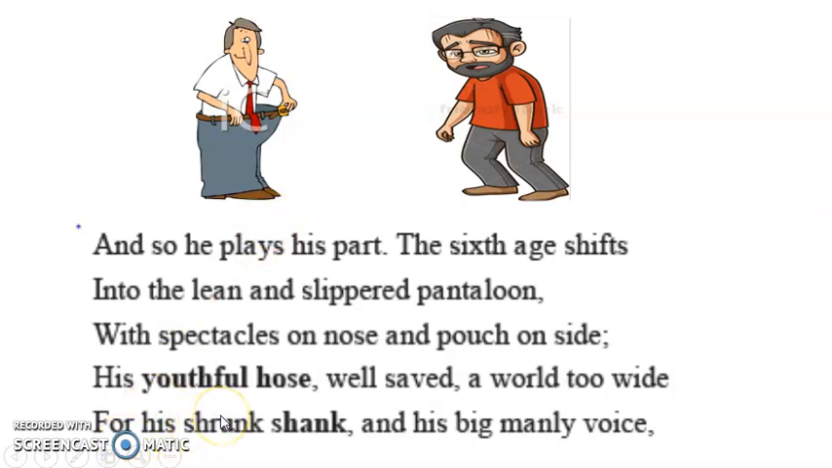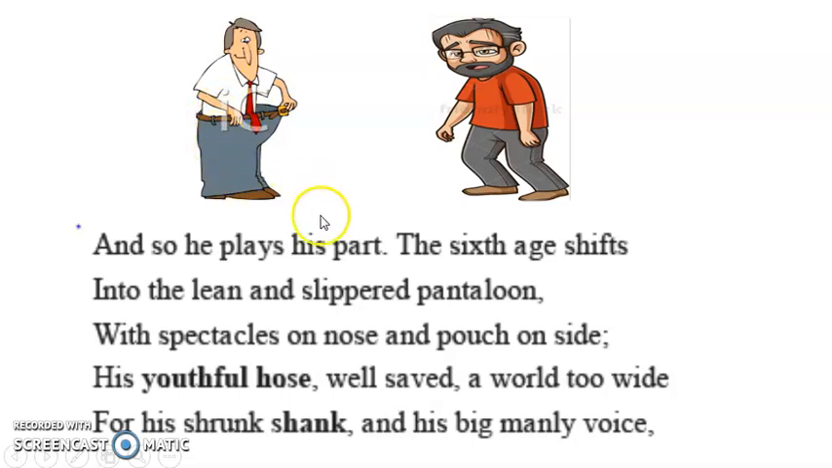His youthful hose. Now, his youthful hose, he's talking about close-fitting covering for legs. So this, children, we're talking about youthful, when young times, okay, his clothing. Now, do you think his clothes of the young age, what he had worn during the young days, will it fit him now? No way, isn't it? So now he's become thin. But he has saved it, well saved. A world too wide for his shrunk shank. So now when he wears it, you can look at this picture. Now it is too loose for him, right? Because he has shrunk. The man has become smaller. That is what it's saying.